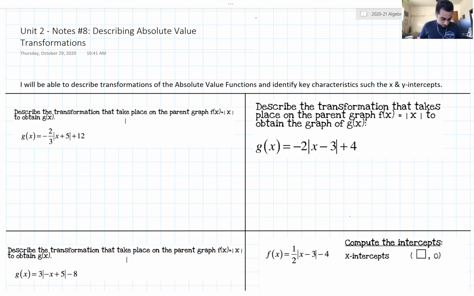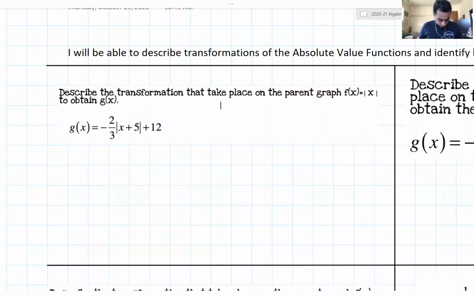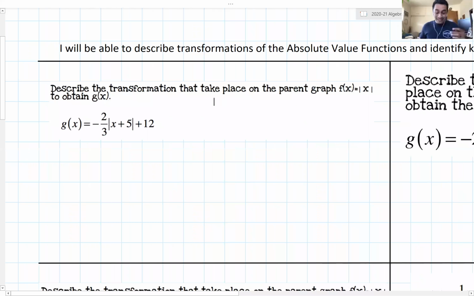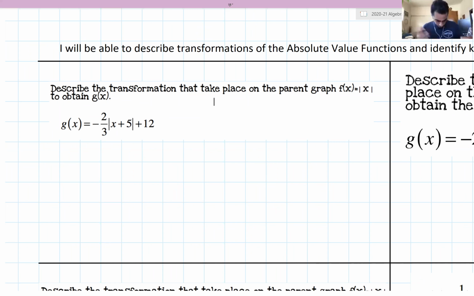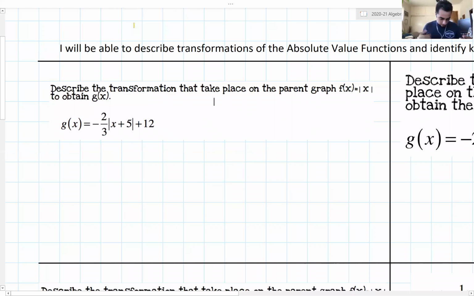Okay, so when we talk about transformations, the first thing that we want to do is identify where we can look to identify the transformations, right? So I'm going to go through this in a color-coded fashion. The first type of transformation that you want to identify and describe is anything that's happening horizontally. So if I'm looking for a horizontal shift, I'm going to look inside of my absolute value, and I'm going to highlight not only the number, but the sign.